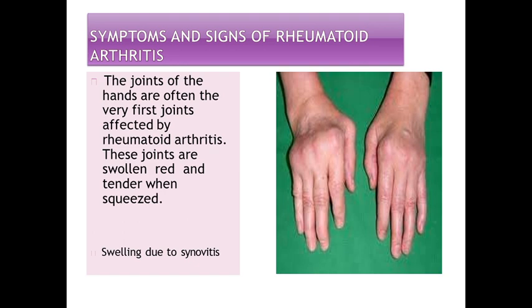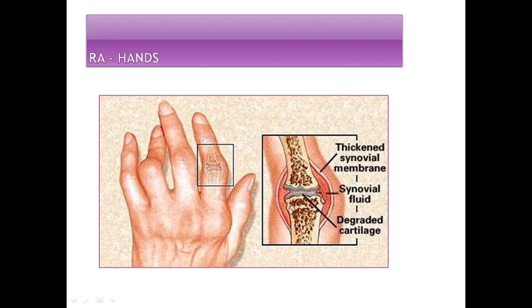And the most common symptoms of rheumatoid arthritis: often swelling of the affected joints. Their joints are swollen, red, tender, and tender when squeezed. And of course, the swelling occurs due to synovitis. You see here the disturbance of rheumatoid arthritis: synovial fluid involvement, thickening of the synovial membrane, and degrading of cartilage.